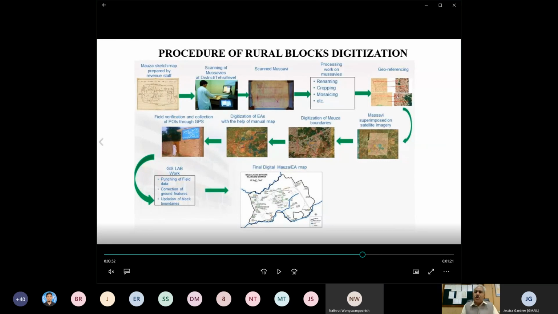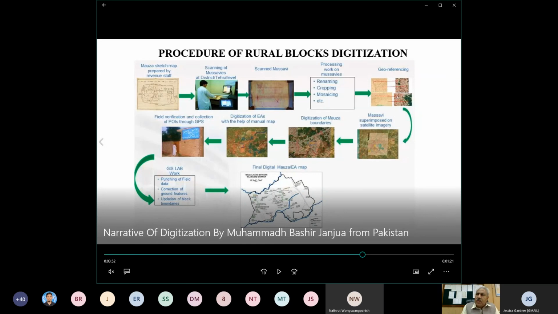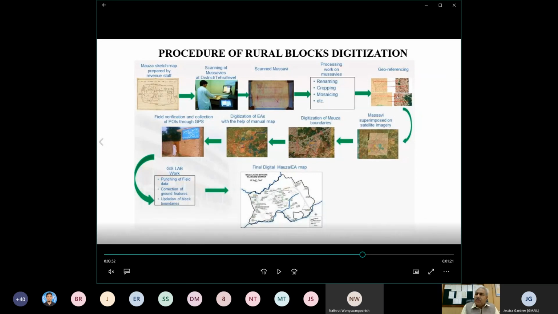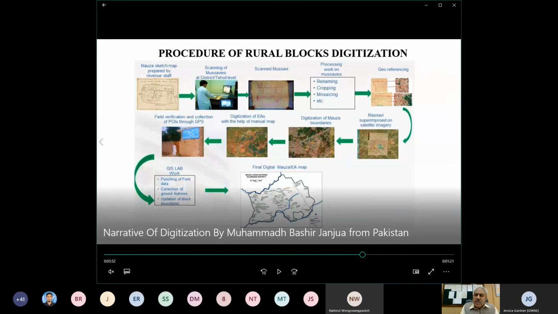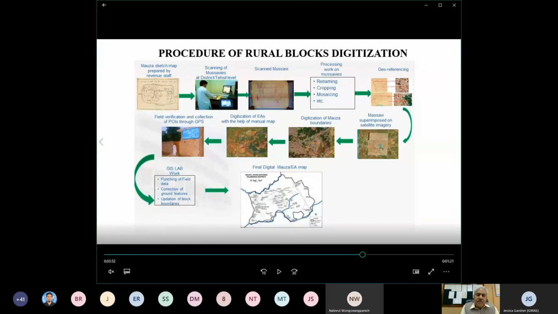Here is the procedure of rural block digitization. We get sketch maps of Mauza villages from the revenue departments. Then we get Musavi maps from the revenue departments and scan them. The next step is mosaicing of Musavis, then georeferencing, and then development of the Mauza map. Next step is digitization of Mauza boundaries on satellite images. And next, demarcation of EAs with the help of manual maps.